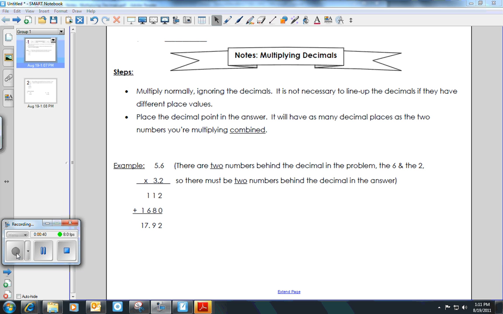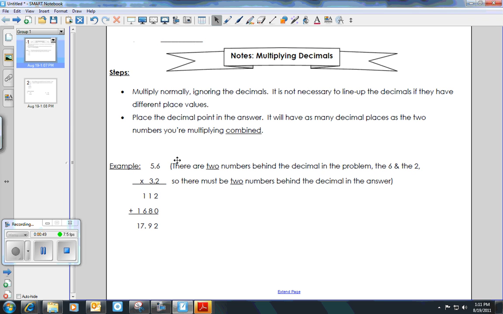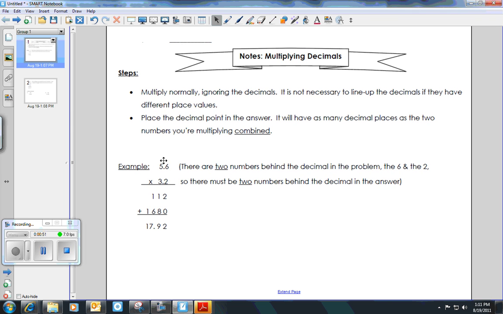Now, what you're going to do is multiply your numbers normally. Ignore the decimals, pretend they're not there. In this first example, 5.6 and 3.2, we would pretend that we're multiplying 56 and 32. Okay? So we're not going to worry about the decimals. We're going to line everything up on the right-hand side. These two happen to have the same number of decimal places, so it doesn't make any difference. We're going to multiply as if the decimals are not there, and then we'll go ahead and put the decimals back in at the end.